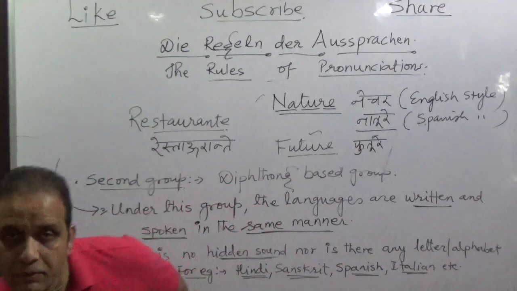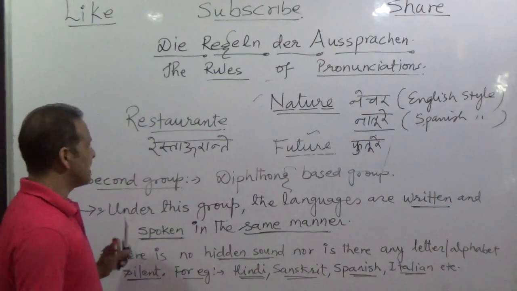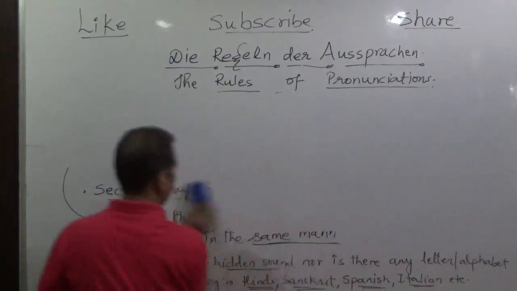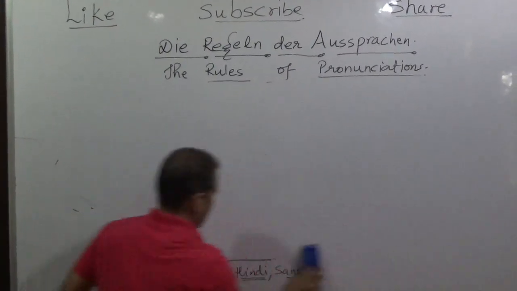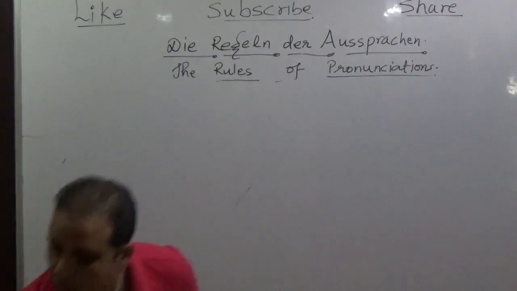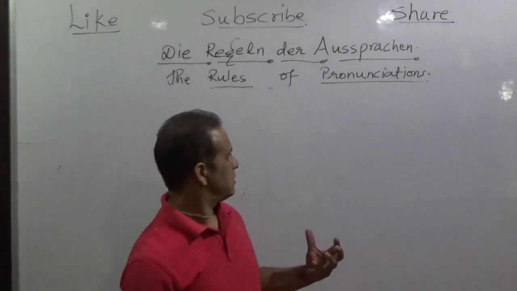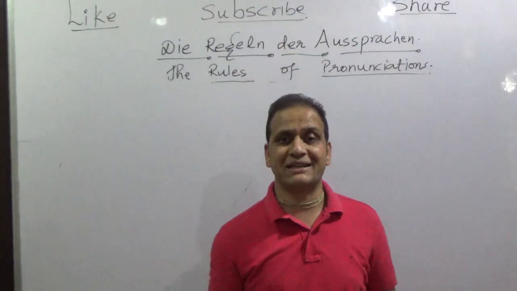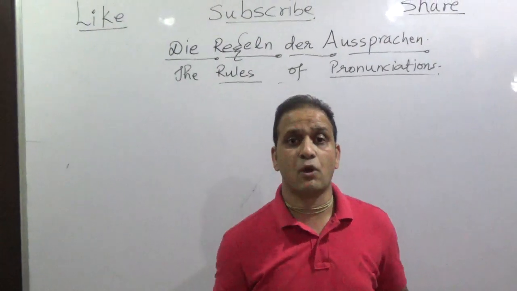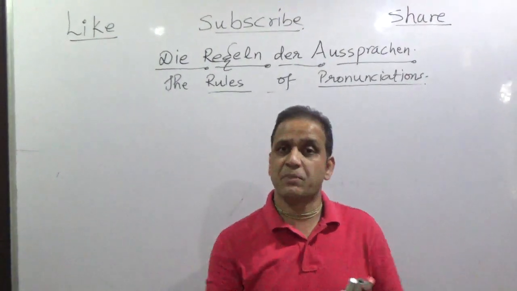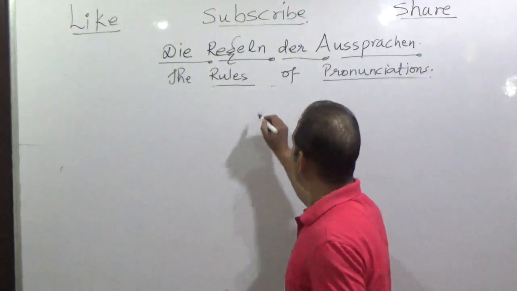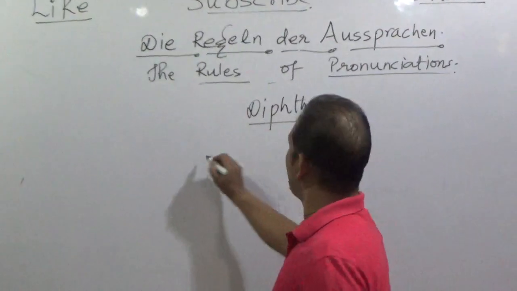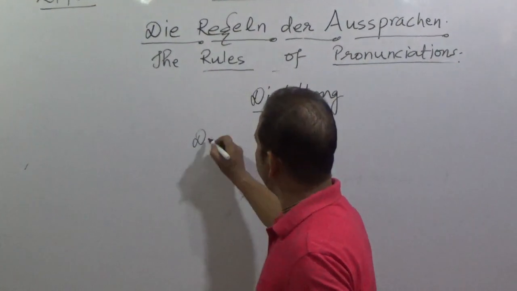Now we will talk about the second group, that is the diphthong based group. Before we proceed, let us first come to know what we mean by diphthong. Unless we know the meaning of diphthong, how can we understand the rest? So first of all, I will tell you the definition of diphthong.